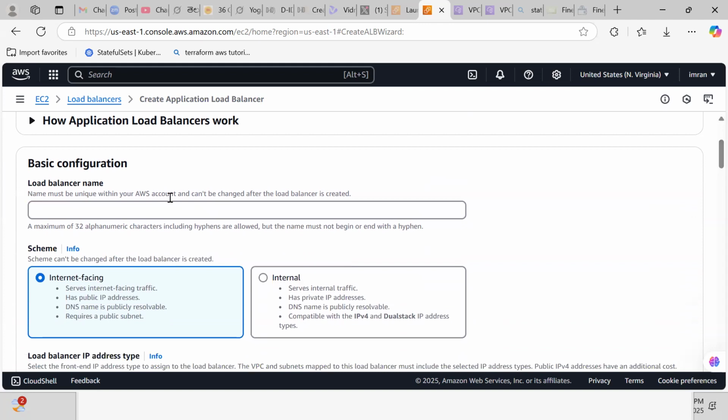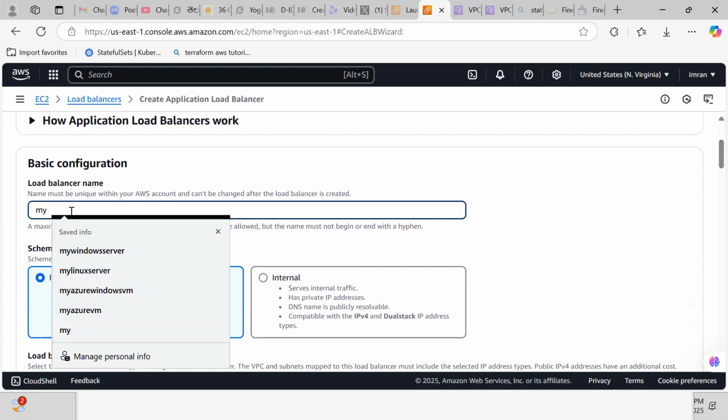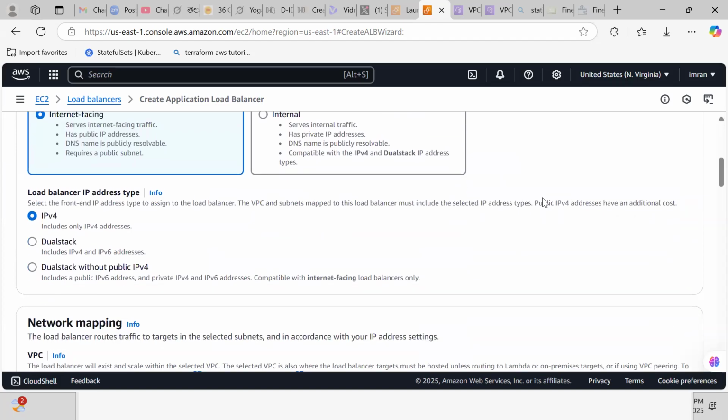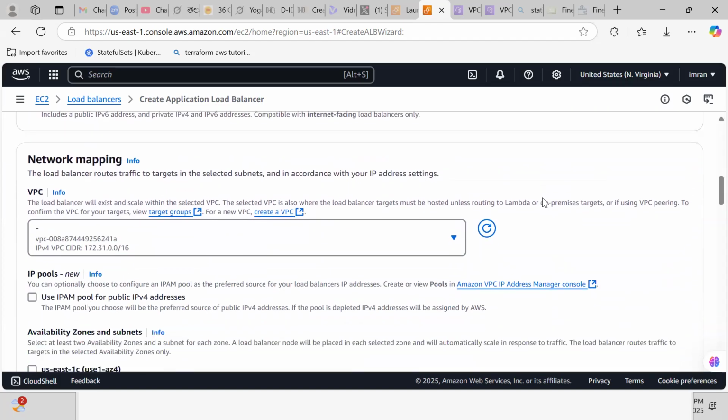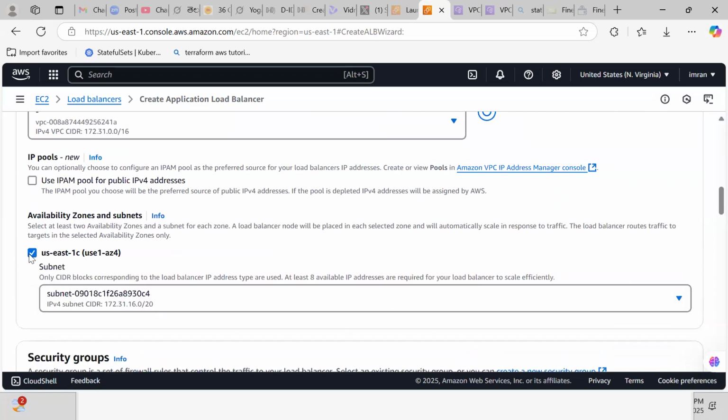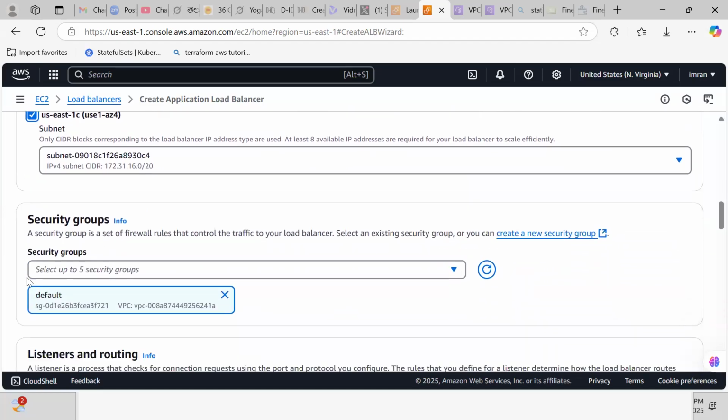I can give the name Finexo, and here we can choose internet facing or internal, like maybe for the intranet also we can choose. As of now, I'm going to use internet facing. Okay, then here we have IPv4 we are going to use, and networking, subnets, all these also we need to choose. As of now we have only one subnet mostly. That is the reason we are getting this. But we can choose multiple also.